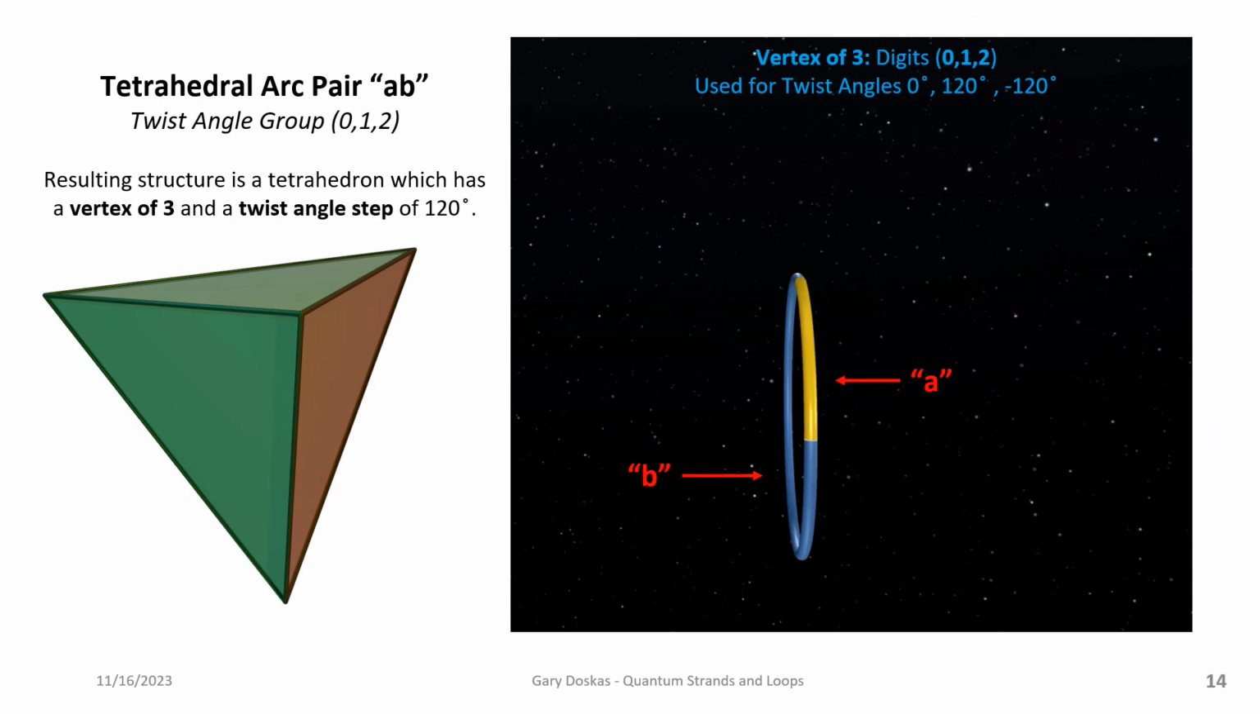Tetrahedral arc pair AB, which has a twist angle group using digits 0, 1, and 2. The resulting structure is a tetrahedron which has a vertex of 3 and a twist angle step of 120 degrees.